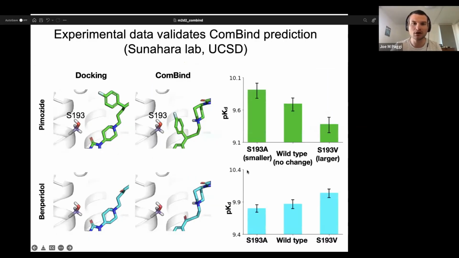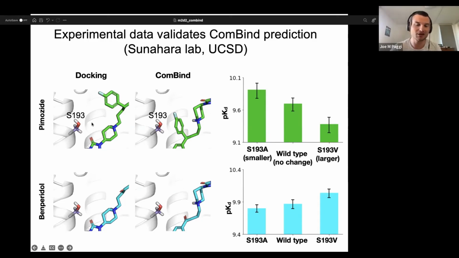And the second question of interest is, of course, was this a correct prediction? It was a bit challenging to come up with mutagenesis experiments to test this because of the pseudo-symmetric nature of the interaction here. But we did hypothesize that, if we compared pimozide and benperidol, there was a much different interaction around this serine. So we thought that pimozide is basically clashing with the serine in this pose, whereas benperidol is not.